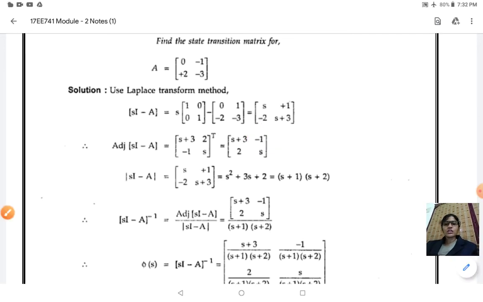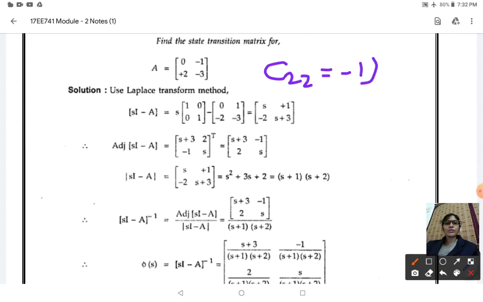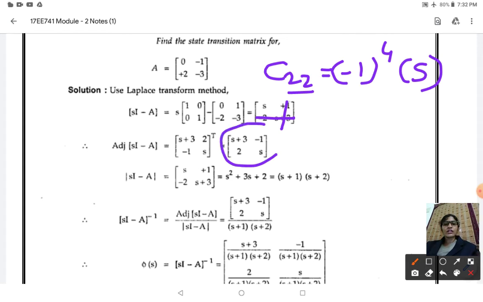Next is your C22. C22 is nothing but minus 1 to the power of 4, that is 2 plus 2 is 4. In this second row, second column you have to eliminate. After that, the minor of the element is going to be S. So the cofactor transpose matrix is identified as shown over here.